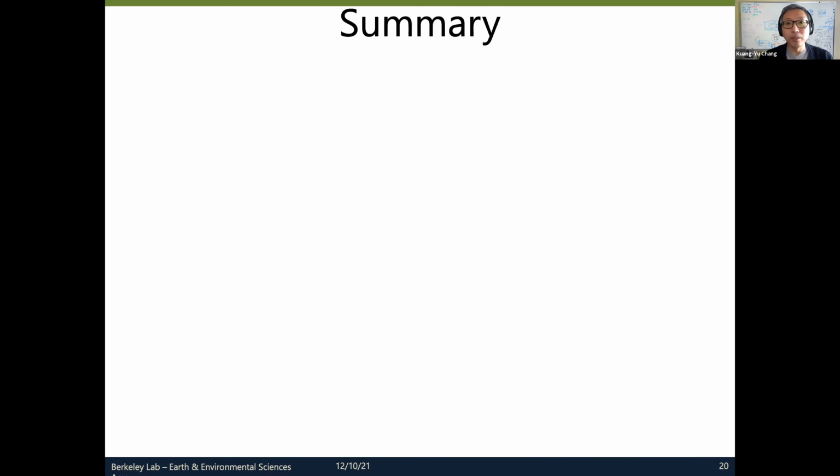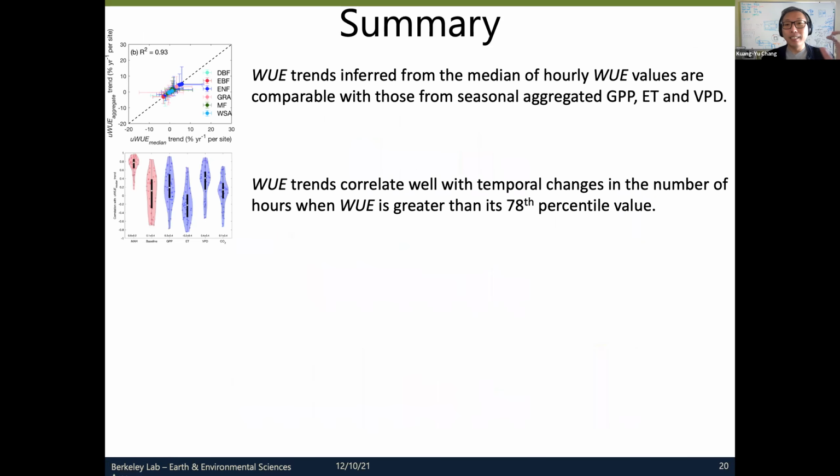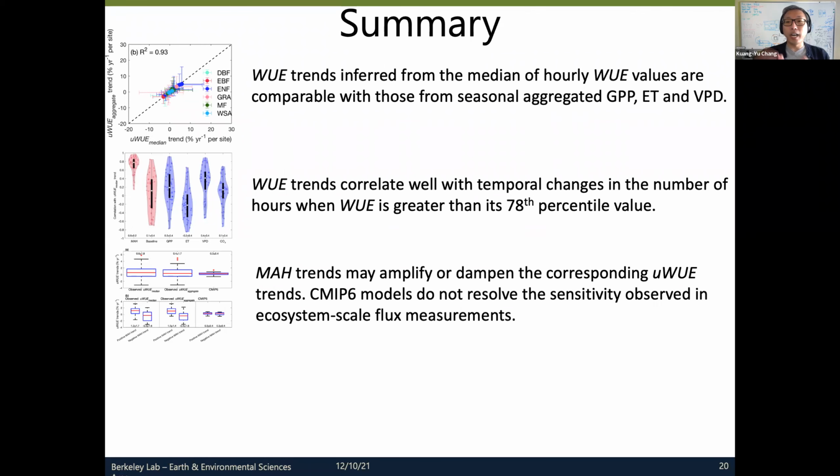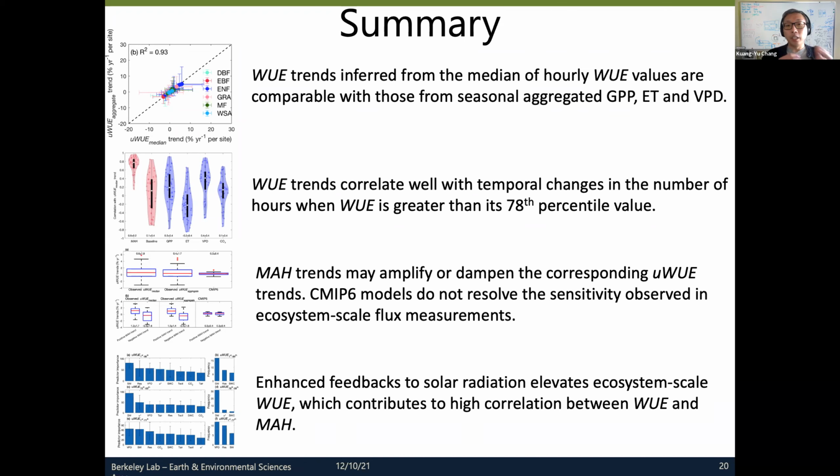And I have to wrap up. So we found that effects of short-term water carbon interaction should be recognized in interpreting the water use efficiency trends inferred from eddy covariance measurements because of its strong correlation to decadal water use efficiency trends. And CMIP6 models cannot represent such divergent ecosystem responses yet.